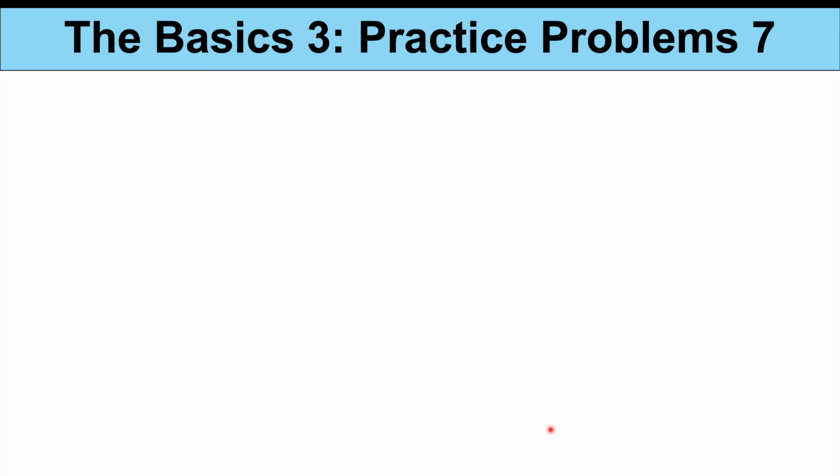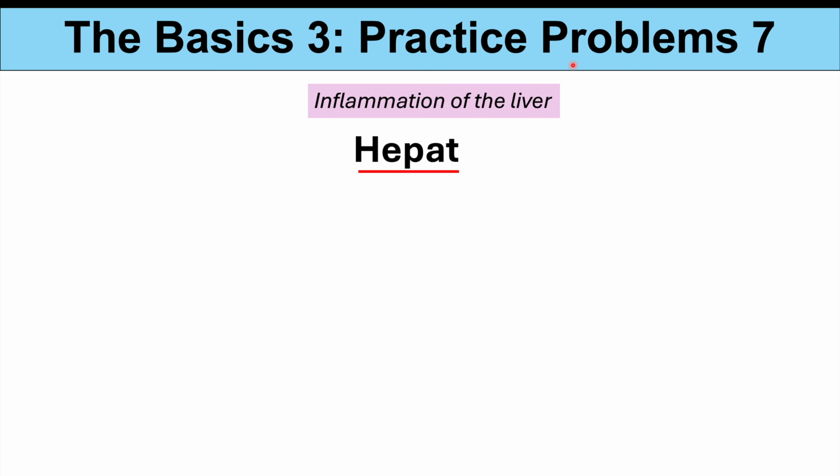The next description for a medical term we're going to look at is inflammation of the liver. What do you think the medical term is for this? Again, we're going to start off with the organ here. So liver is hepat or hepato. And then we know the suffix for inflammation is itis. So hepatitis is an inflammation of the liver.